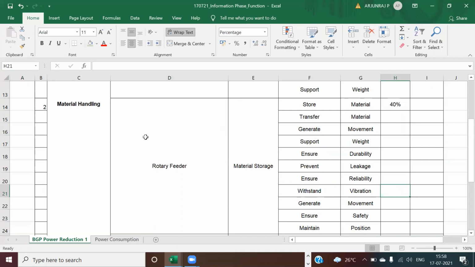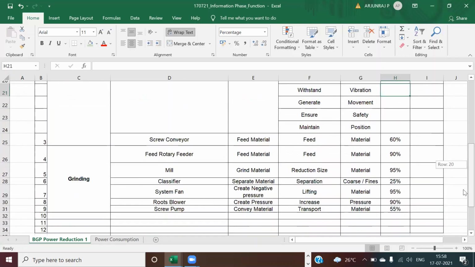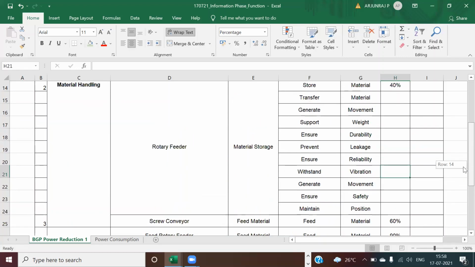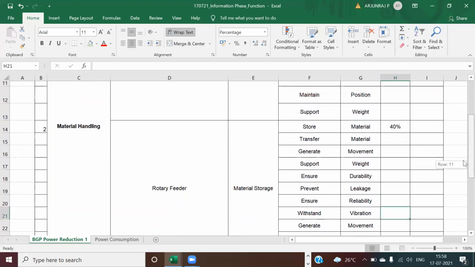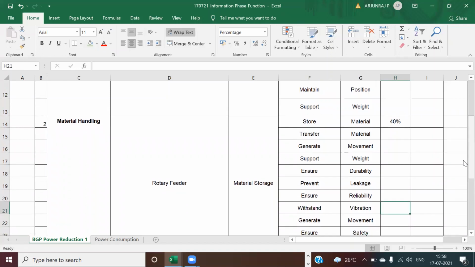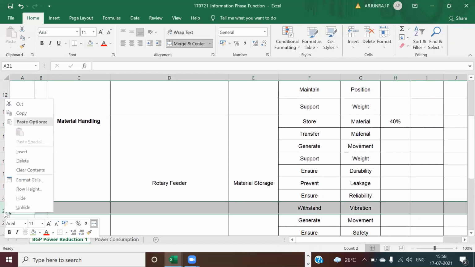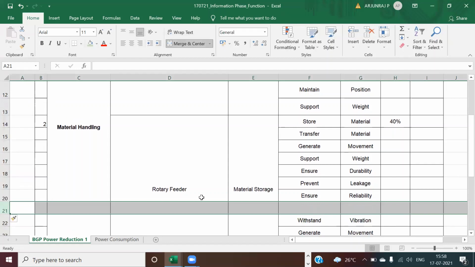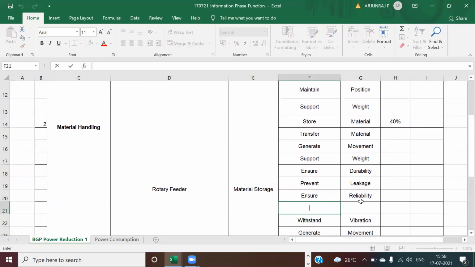We can create a FAST diagram only for the feeder alone. This fast mixing is also possible. It can be used for mixing. What is a very good word for mix? Through this, we can mix the material. Mix combined material. Blending, we can write blending. Blend material. So these are the functions you are going to have for this rotary feeder.